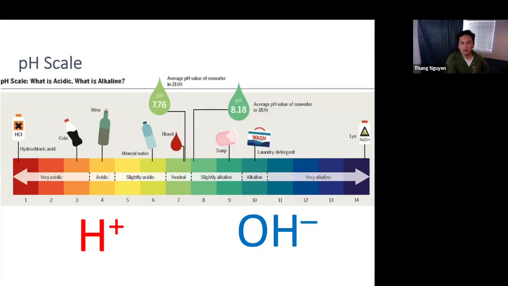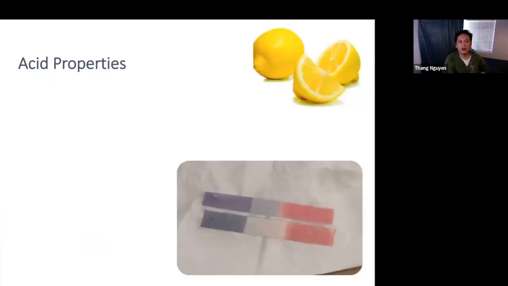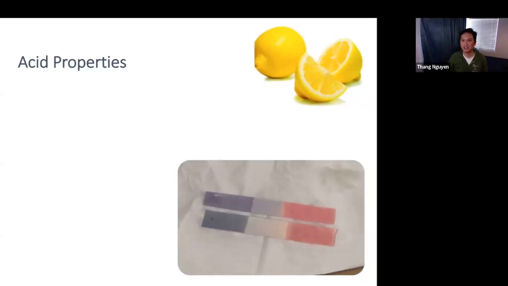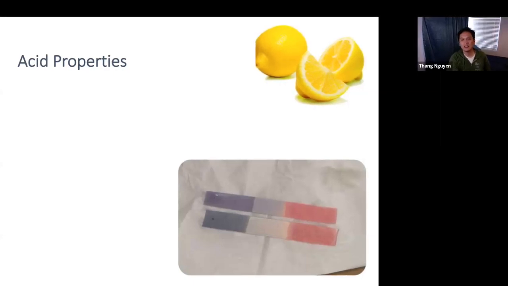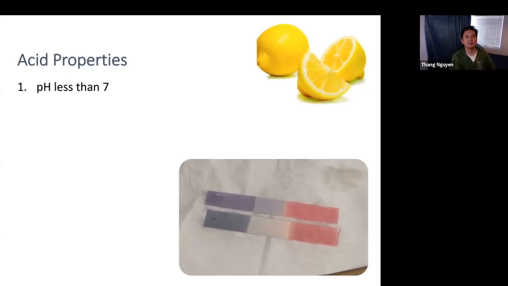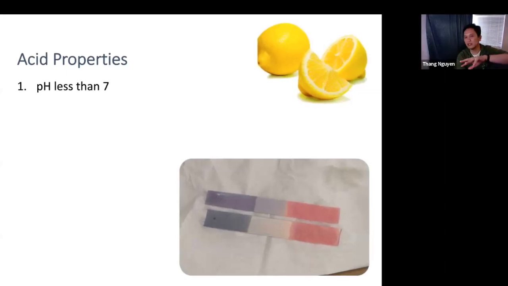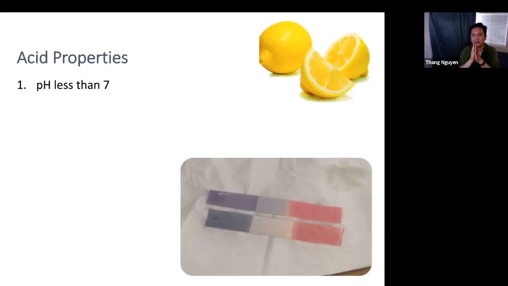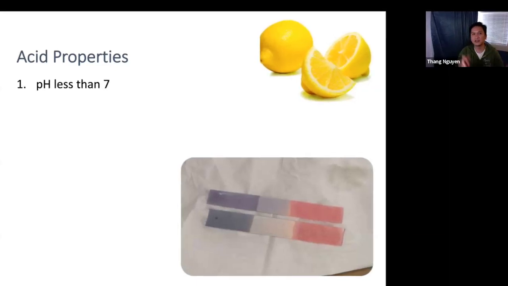Let's go and talk a little bit about the properties of acids versus bases. So my primary example here is lemon, because lemon is very citric acid. Like I said, fruits have a lot of acid, so lemon is one of them. And we saw previously that it has a pH less than 7. Even though I said 6 to 8 is considered neutral, by definition, if it's less than 7, it's considered acidic.